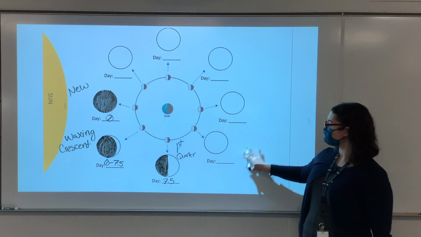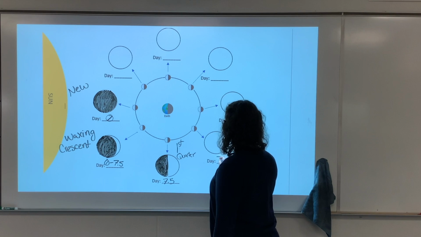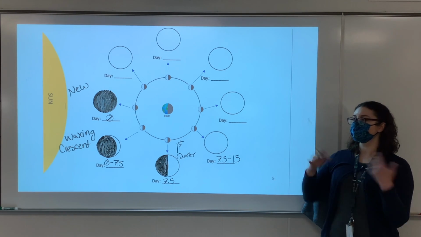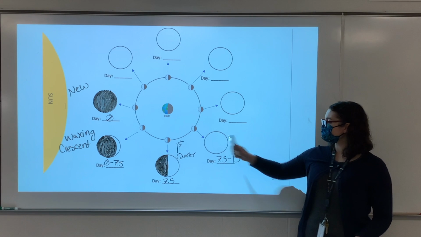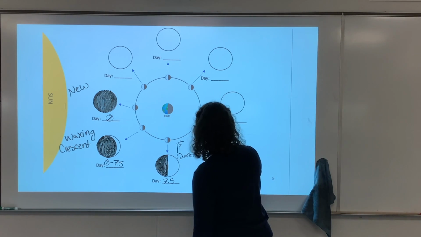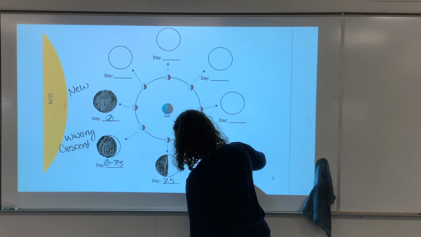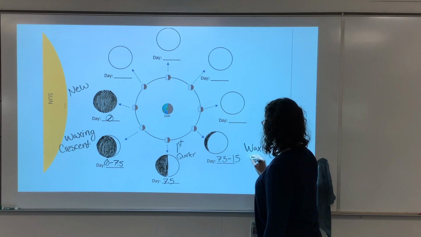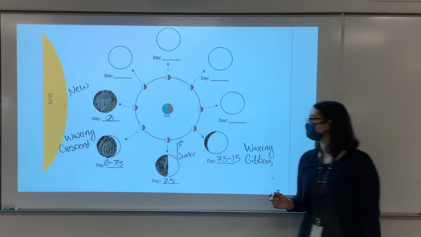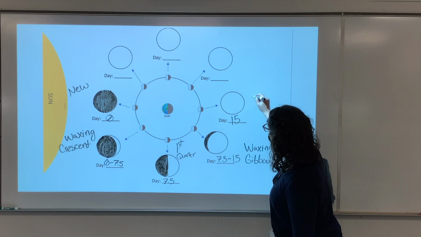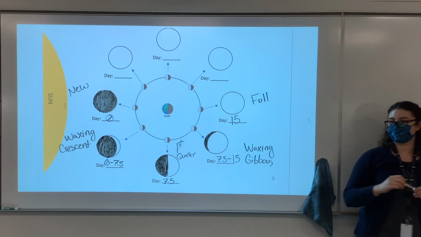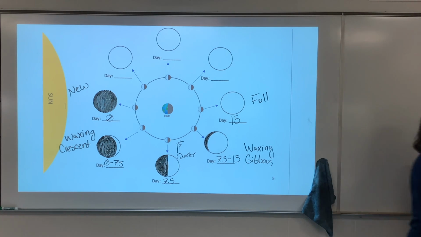And then the moon's illumination will continue to increase from day 7.5 to day 15. We're going to have our waxing gibbous. So we should have more than half of the moon illuminated. It's still the right half that is illuminated. Then on day 15, we get the full moon. So we don't have to shade anything in on the full moon because it is completely illuminated.